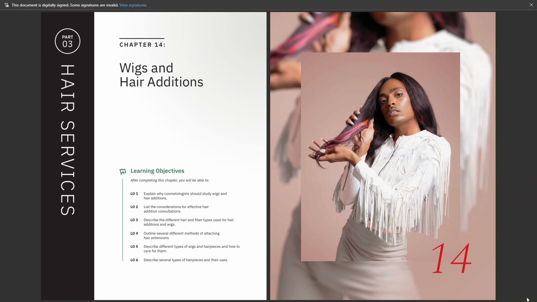Wigs and hair additions. Learning objectives. After completing this chapter, you will be able to explain why cosmetologists should study wigs and hair additions. List the considerations for effective hair addition consultations. Describe the different hair and fiber types used for hair additions and wigs. Outline several different methods of attaching hair extensions. Describe different types of wigs and hair pieces and how to care for them. Describe several types of hair pieces and their uses.